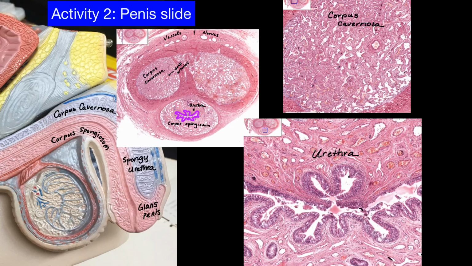And we can see in the zoomed in version a really nice image of the pseudostratified columnar epithelium. So remember that in the bladder, we actually have transitional epithelium. And in the very beginning of the urethra, we do too. But because the urethra in males is so long, by the time we get down to our spongy urethra, it's actually comprised now of pseudostratified columnar epithelium.